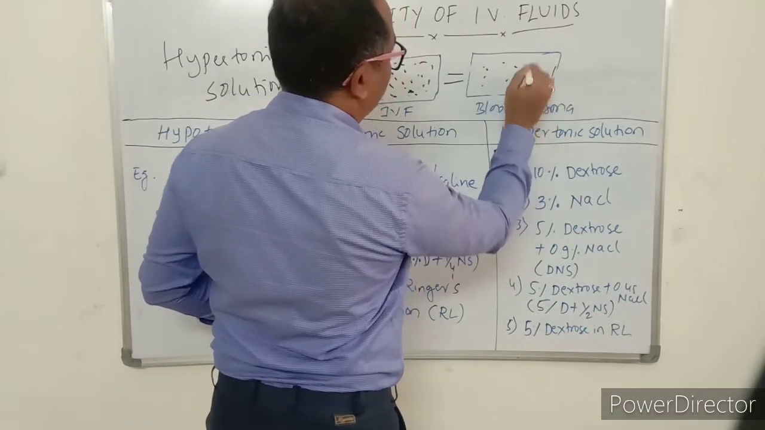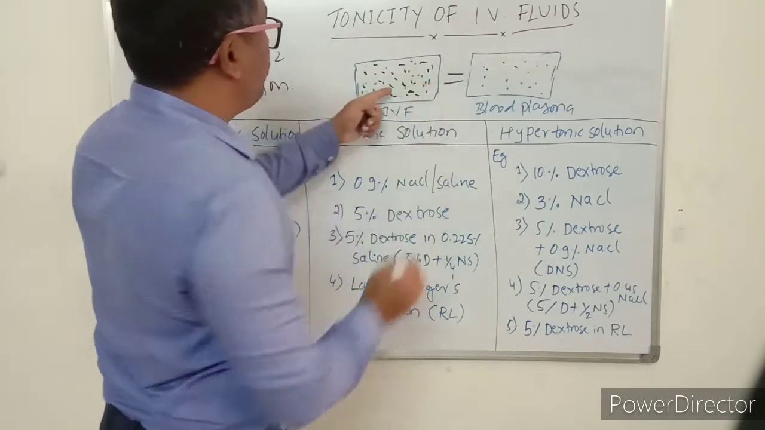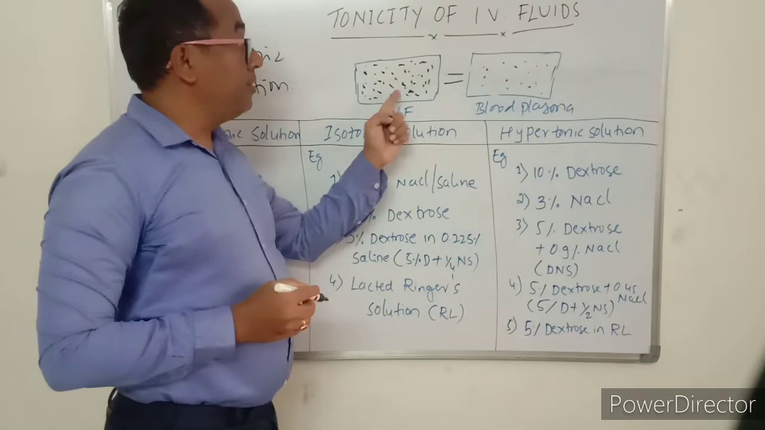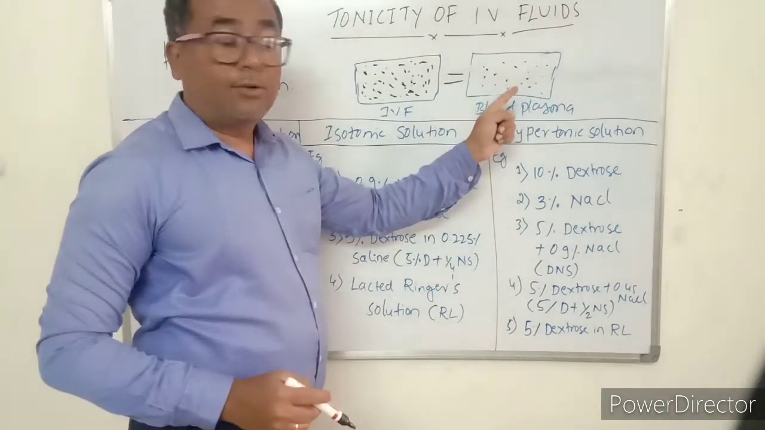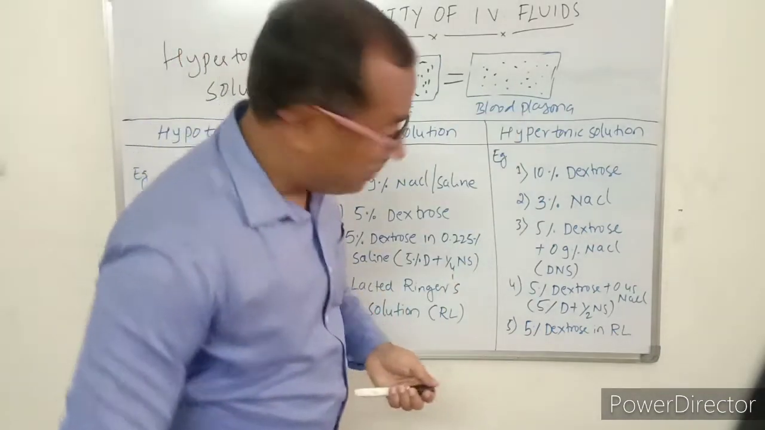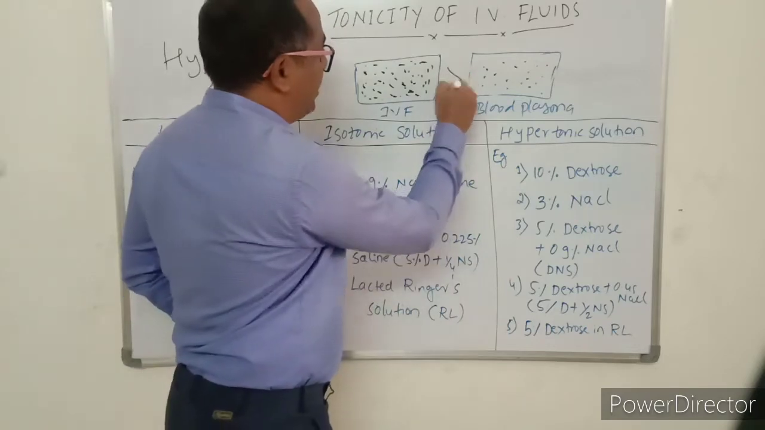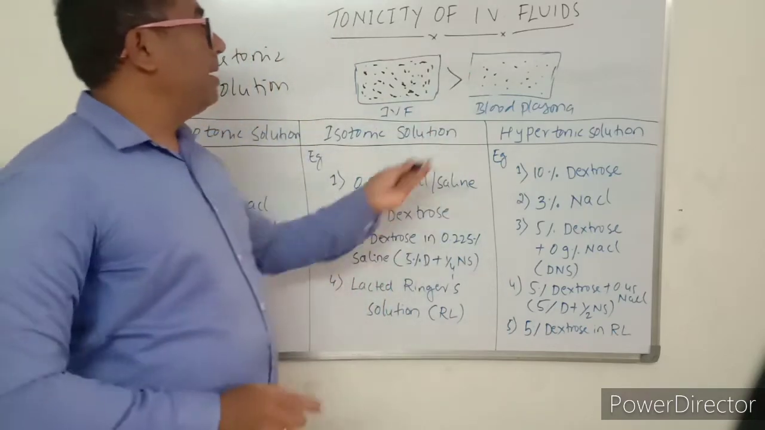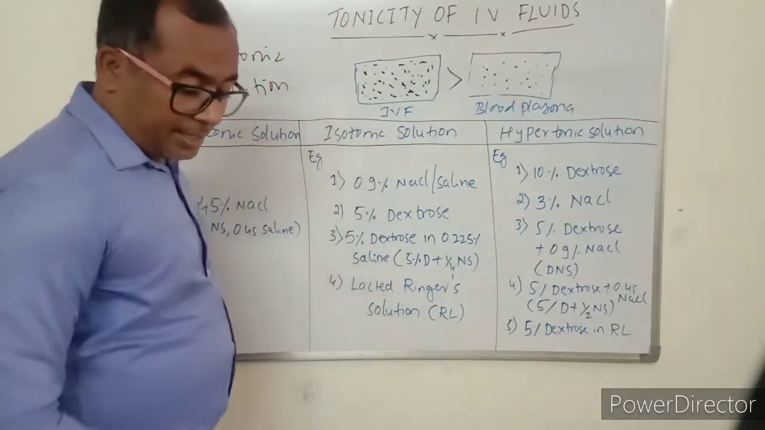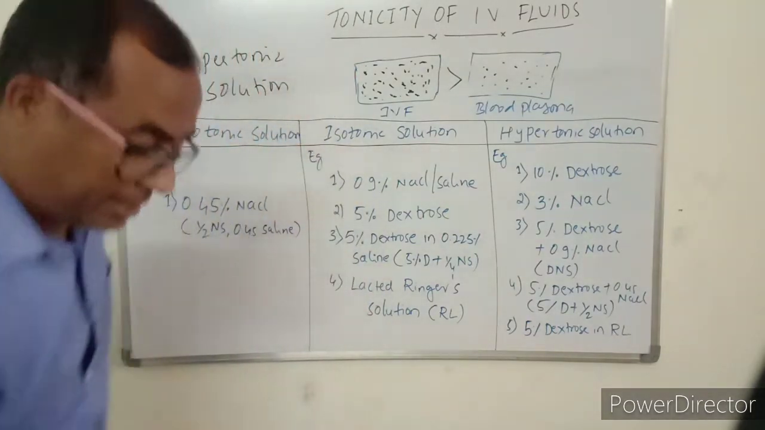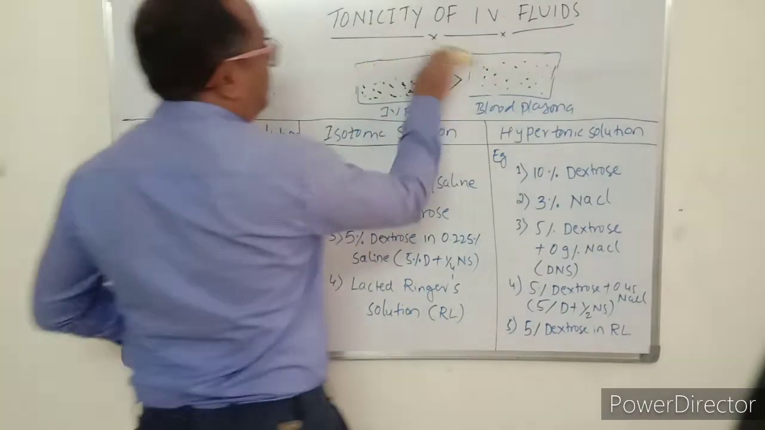See here, there is more concentration of solutes present in the IV fluid compared to the solute concentration in the blood plasma. When the concentration of solutes in the IV fluid is greater than the blood plasma, it is known as a hypertonic solution. So these are the three types of solution which are classified in the IV fluids.